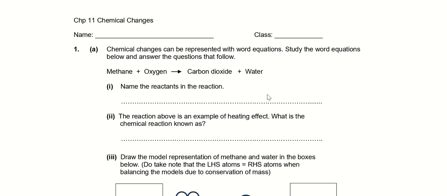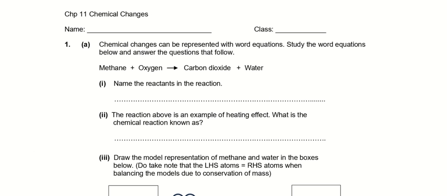Okay, so for this video, we'll be doing the answers for your Chapter 11 Chemical Changes Revision Worksheet. Okay, so 1A: chemical changes can be represented with a word equation. Study the word equation below and answer the questions that follow. So methane plus oxygen becomes carbon dioxide and water.